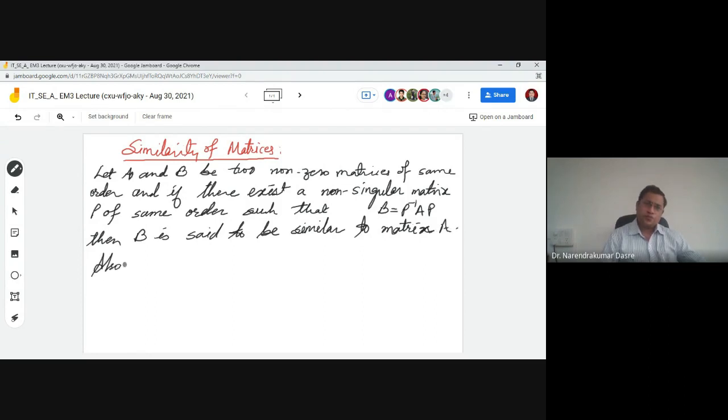Also, if we can write B is equal to P inverse A P, then I can write this A as, see, this P will be here, P will be here, and P inverse.